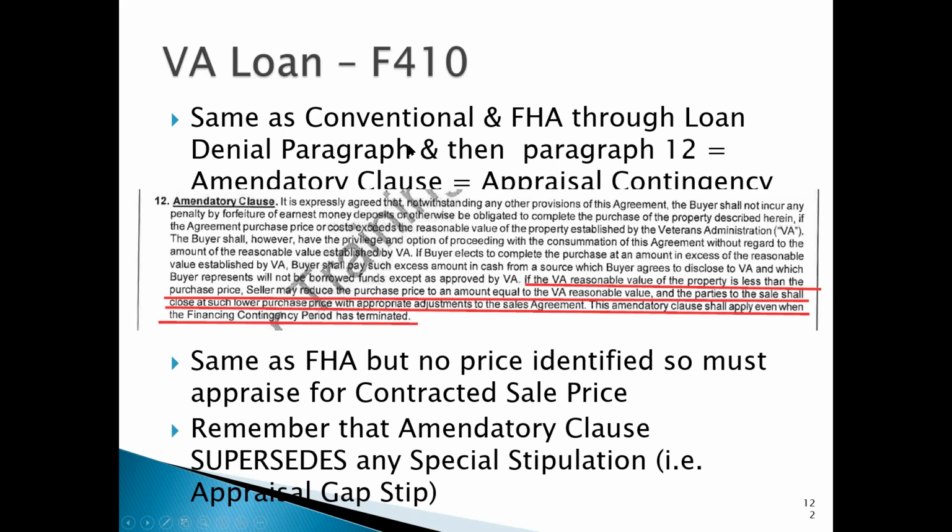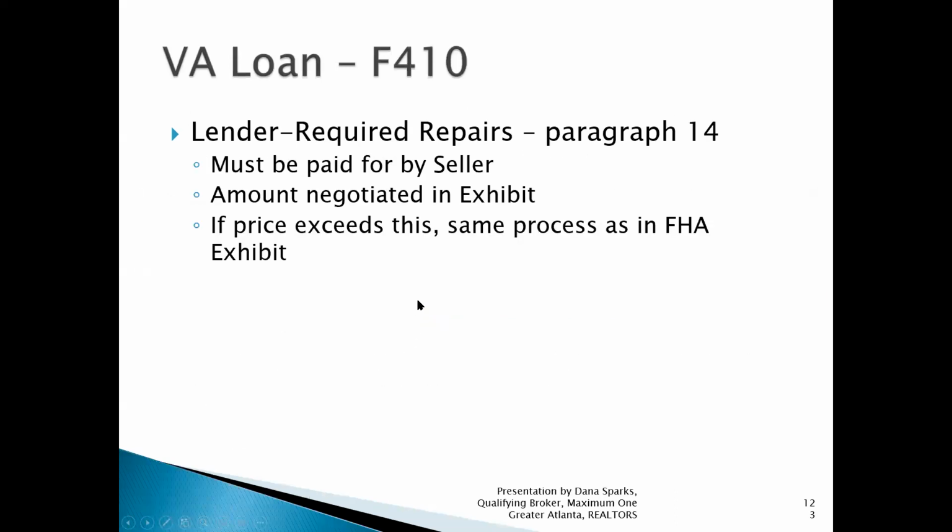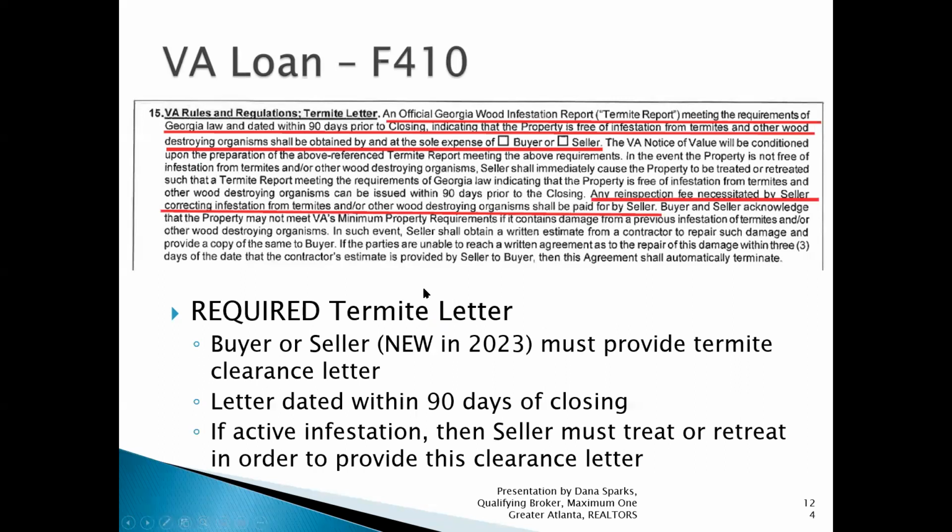VA loan contingency exhibit, same as conventional and FHA up through the amendatory clause. The concept is the same. The only difference is there's not a fill in the blank for the sale price. It just says reasonable value as established by the VA. The only different thing in a buyer getting a VA insured loan is there is a required termite letter.